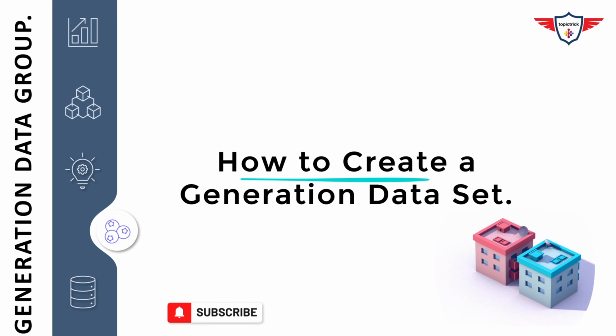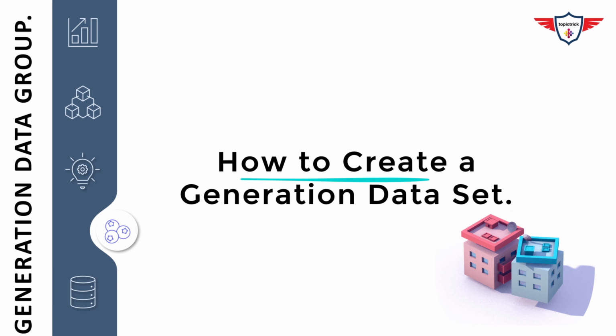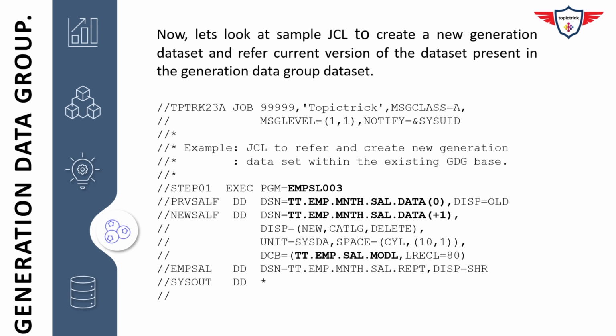Now let's move on to the next section where we'll look at how to create a generation dataset within a GDG base. So here's a sample JCL which is creating a new generation dataset in a GDG base, and it is also referring to the current version of a dataset which is present in a GDG base. So here's a sample JCL, and the first two lines are a job card. Then you have an execute statement which is running a program called EMP-SL003.